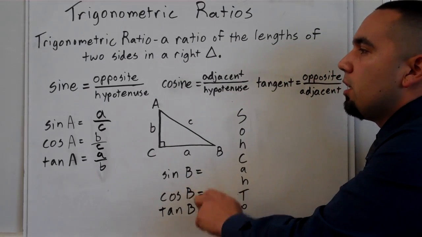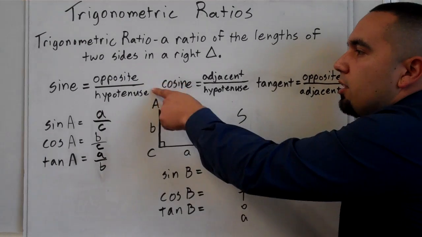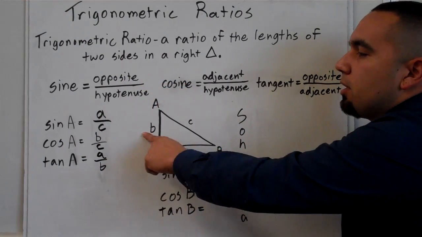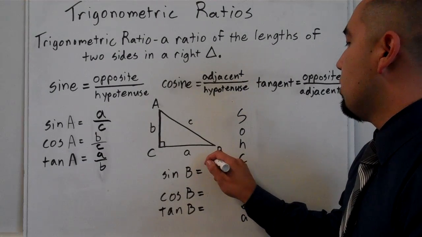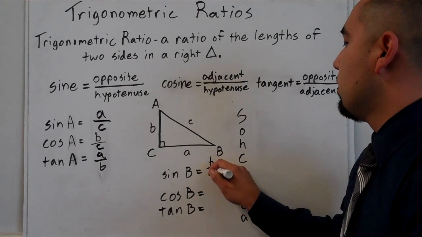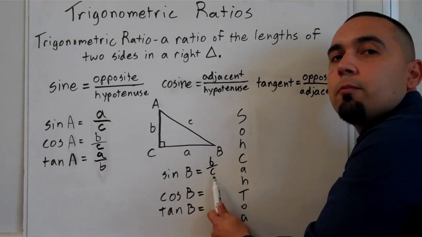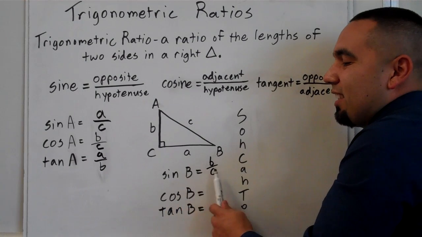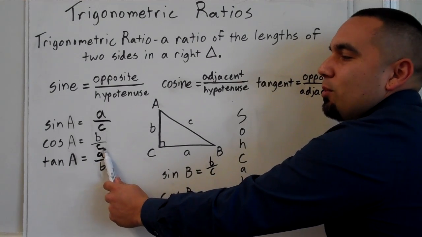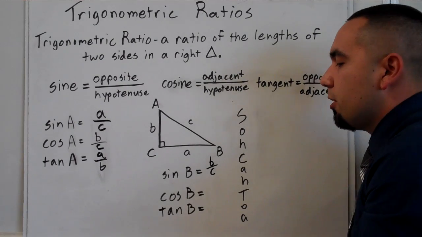For the sine of B, again, we'd be standing right here. The sine is opposite over hypotenuse. So the opposite is b, the hypotenuse is c. So I'm going to say b over c. And again, you can see that the sine of A and the sine of B are not the same. But what you should also notice is that the sine of B is actually equal to the cosine of A. A little interesting thing there.